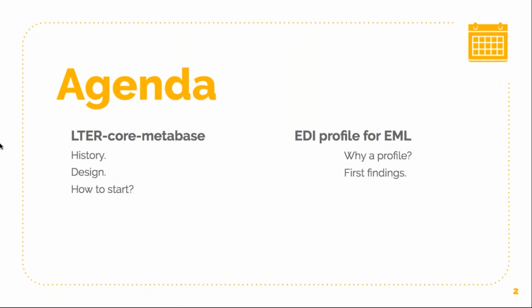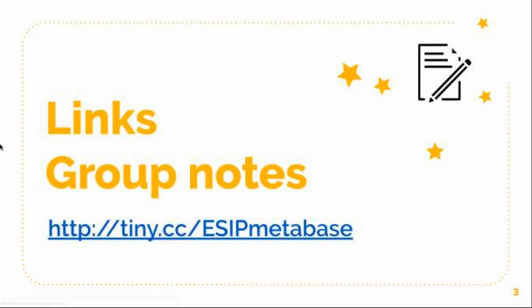So Margaret already talked about the agenda. First part is the LTER core metabase. Second part is the EDI profile for EML. If you would like to play along on your computer, there is a link here, tiny.cc/ESIP metabase. There you'll be able to take notes as a group. That should be pretty interesting. You will also find links to some of the files or projects that I'll be talking about today, for example, the GitHub project that houses the LTER core metabase design. I'll leave this on for three more seconds. Anybody need more time? All right.